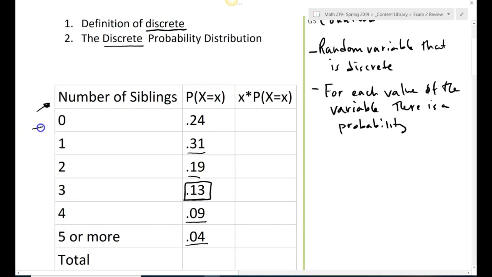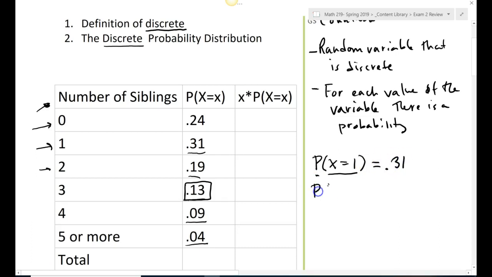So for each value of the random variable, 0 siblings, 1 sibling, 2 siblings, 3 siblings, 4 siblings, 5 or more siblings, we have a probability of that occurring. I might ask myself, what's the probability that x equals 1? That's how we write it: what's the probability that an individual chosen at random would say they only have 1 sibling? That's going to be 0.31.